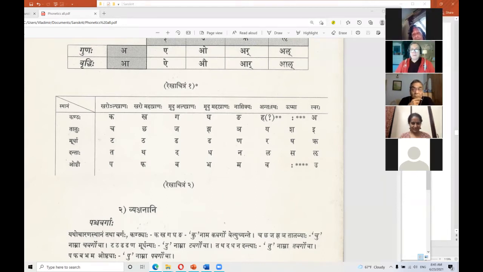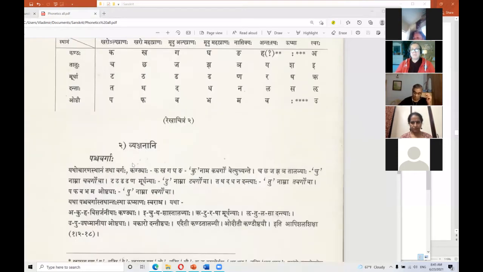What I want to say is this: if you create consonants from vowels, how would you do it? You will have to press the vowel to the extent that it becomes a touch. If I press E to that extent, I have to use the middle of the tongue, because it is the middle of the tongue which creates chavarga, cha chha ja jha nya. And then I play E, and I press it, and it becomes ya. So that is a semivowel.